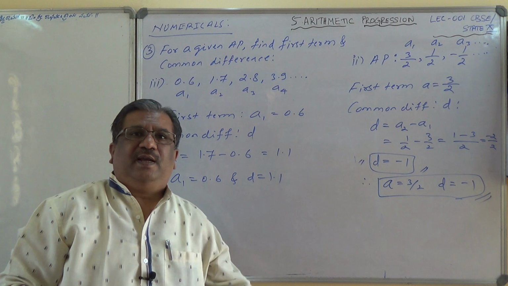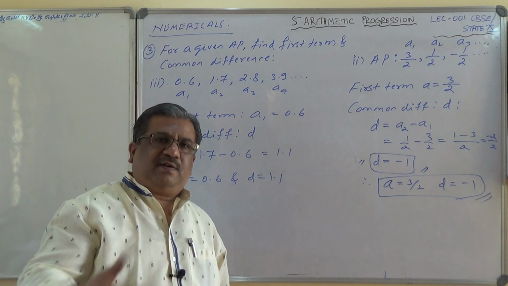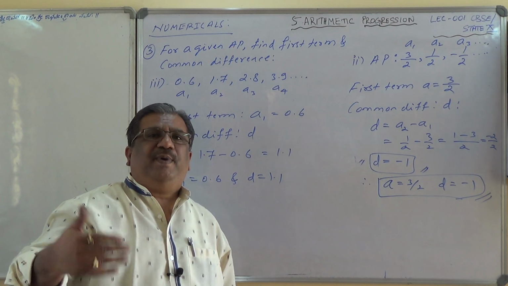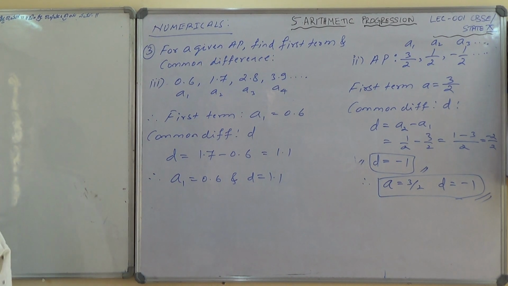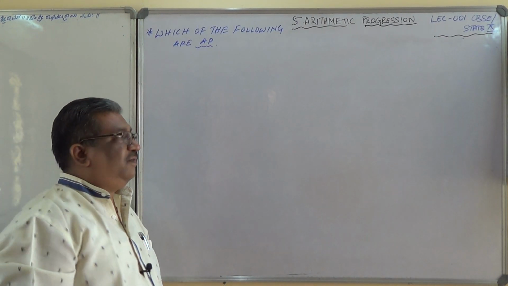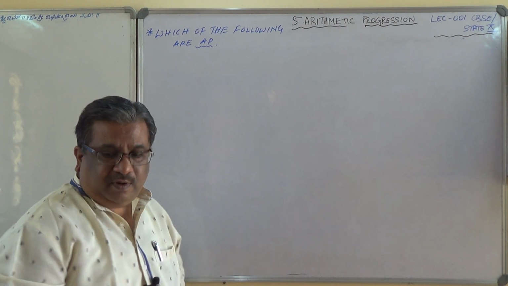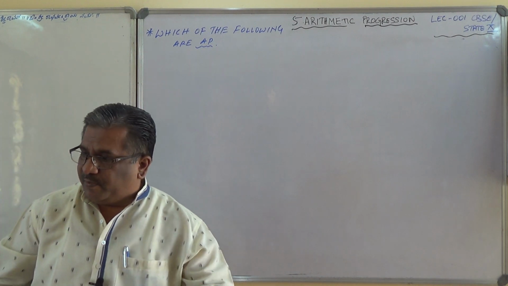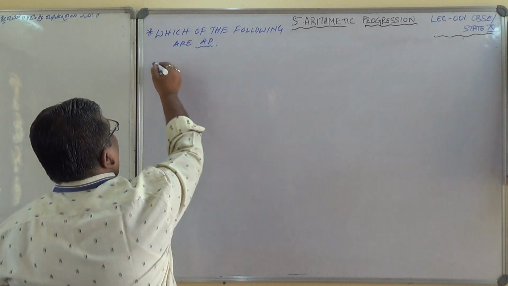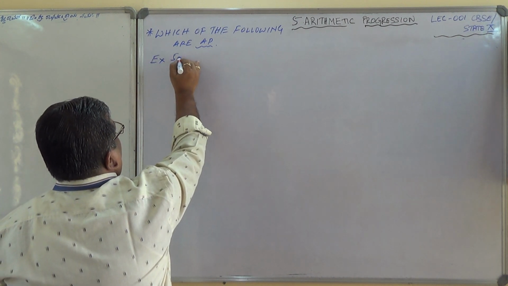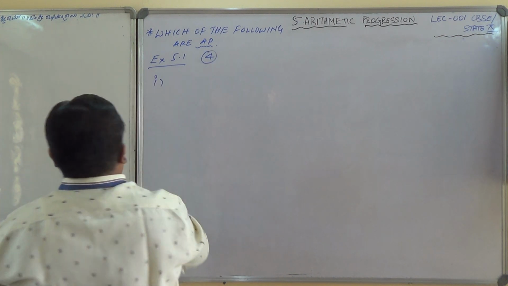So next, I am taking how to check the AP. Let us take some numericals where there is a list of numbers given to you, and whether these are AP or not, we'll try to confirm it. Okay, fine. Note it down first. Here we'll find out which of the following are AP. I am taking from your textbook, and this is exercise 5.1, fourth question.